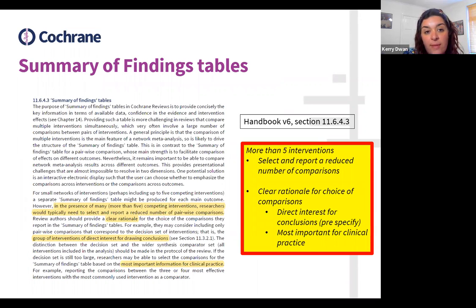It's also important to think about the summary of findings table as early as the protocol stage, because, as I've mentioned several times, given the size of these reviews, there could be a lot of comparisons to think about. The Cochrane Handbook does suggest that if there are more than 5 interventions, it could be useful to select and report a reduced number of comparisons, but you should justify this choice.